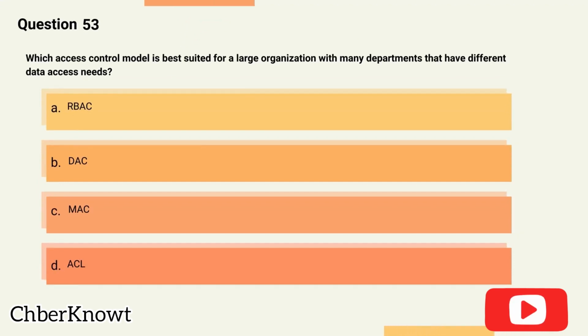Question 53. Which access control model is best suited for a large organization with many departments that have different data access needs? Option A. RBSC.